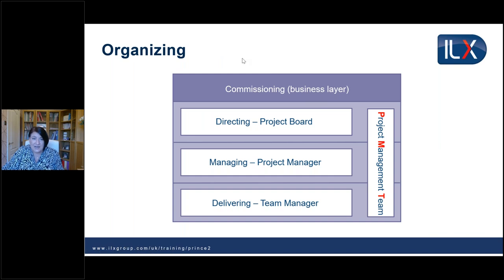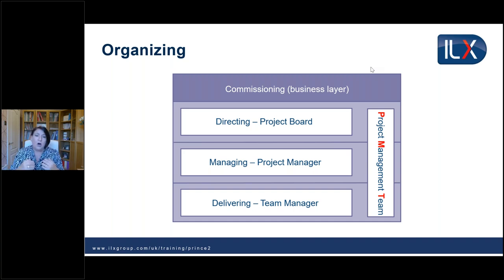So from starting up a project, we've looked at a few practices, one of which is the organising practice. Now, over at the right hand side, we've got that word, project management team, with the first letters highlighted there in red. At starting up a project, we define who is on the project management team. The fact that I've highlighted those first letters means that the project management team is often abbreviated to PMT. Now, this can be really helpful, because the project management team is actually made up of three levels of management. We have the project board directing the project, the project manager managing the project, and we have the team manager looking after the delivering level, delivering the specialist products. Project management team, PMT, has got three letters in there, and there are three levels of management. Something like that can make it easy to learn.